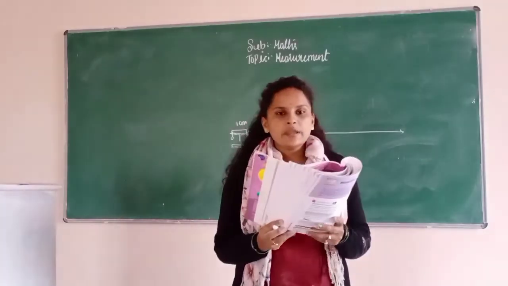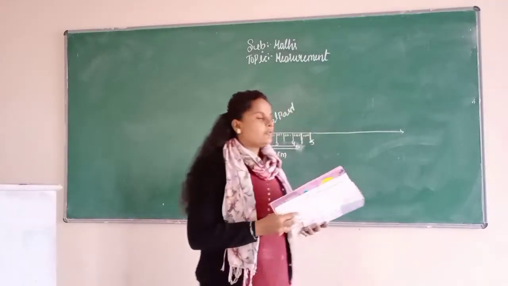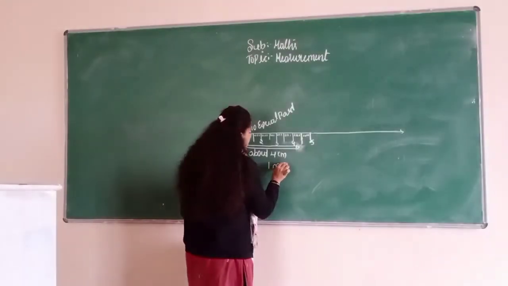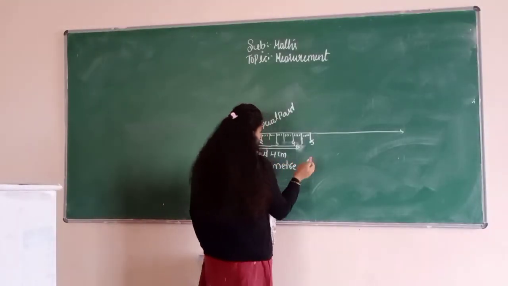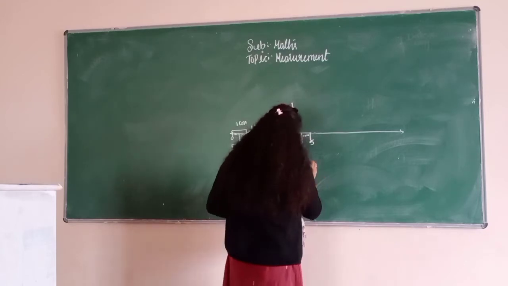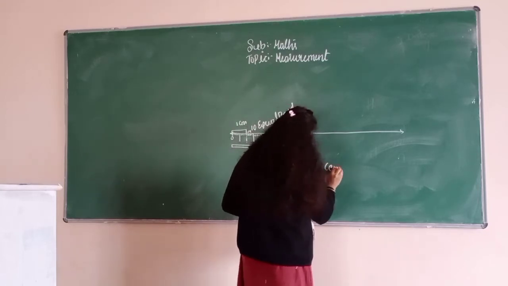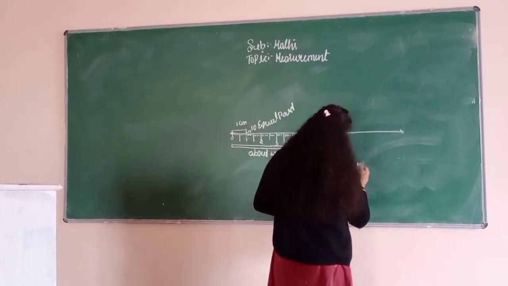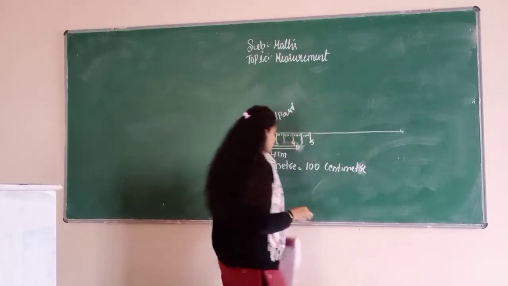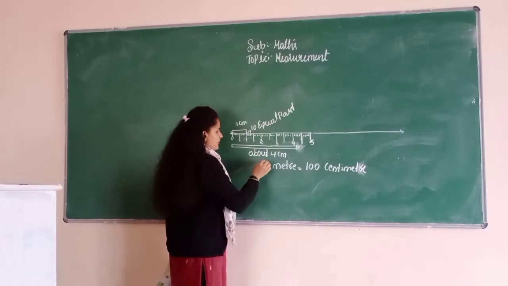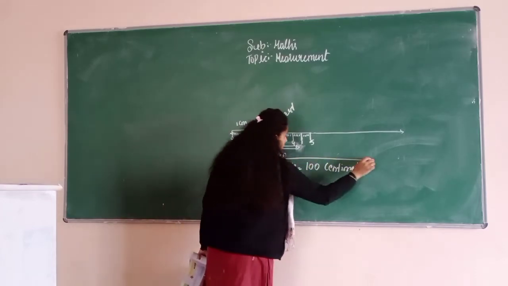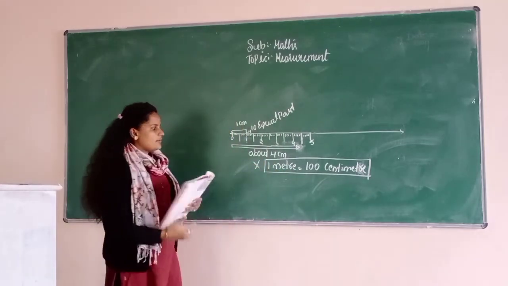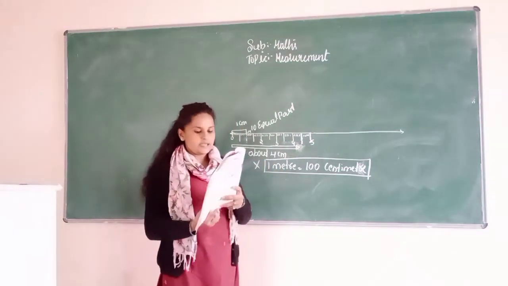Converting the meter to the centimeter. So we know 1 meter is equal to 100 centimeter. Always keep in your mind, 1 meter is equal to 100 centimeter. This is very important.